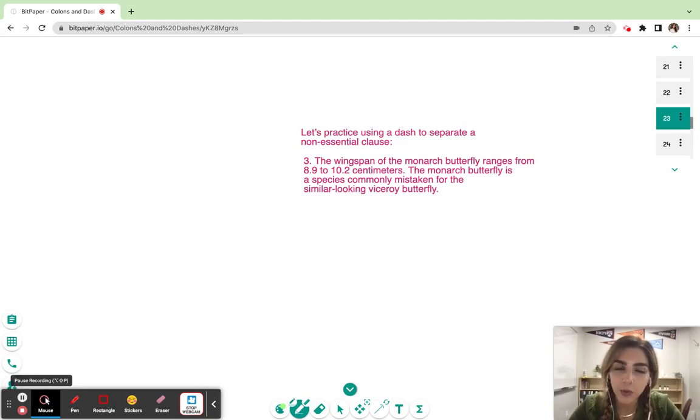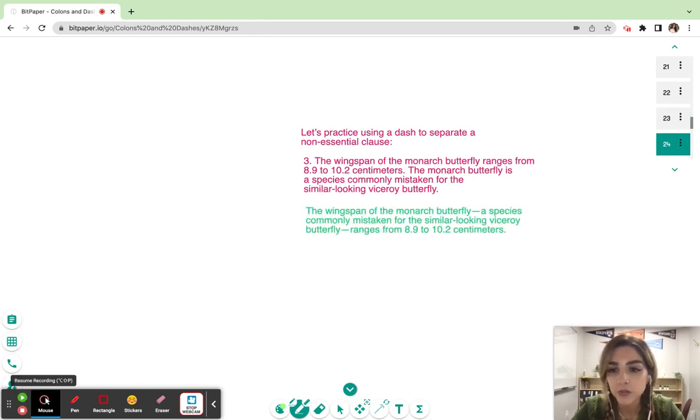So if you're thinking about where you could put the non-essential clause in this sentence, you want to think about what information is repeated that you can cut out. We can see that the monarch butterfly appears in the first sentence, and it also appears in the second sentence. So then it might make sense to insert the non-essential clause right after we get the monarch butterfly the first time. That way we don't have to repeat its name again.